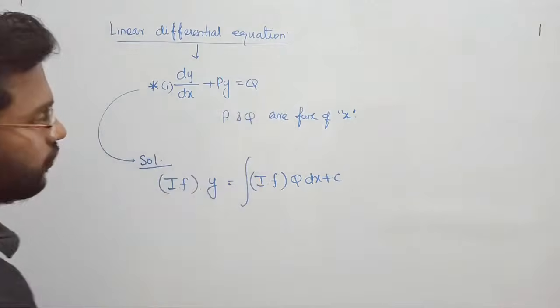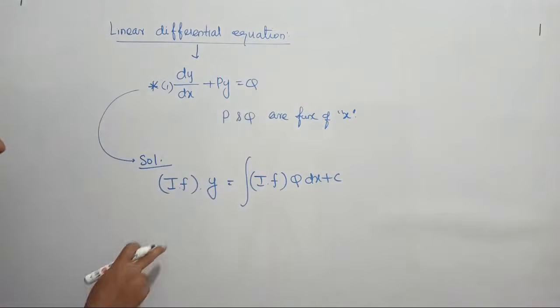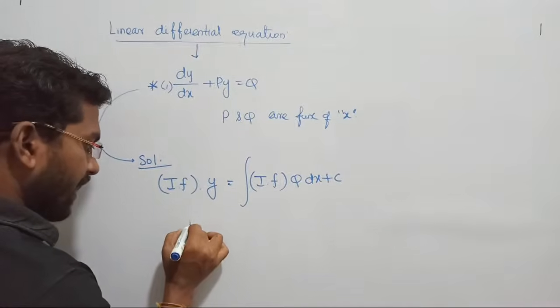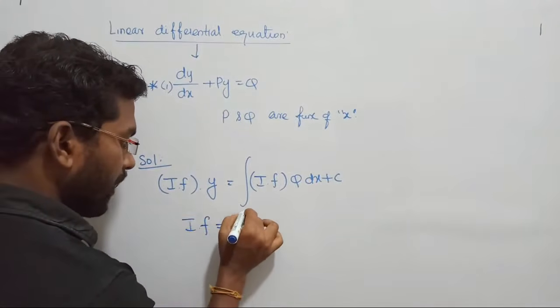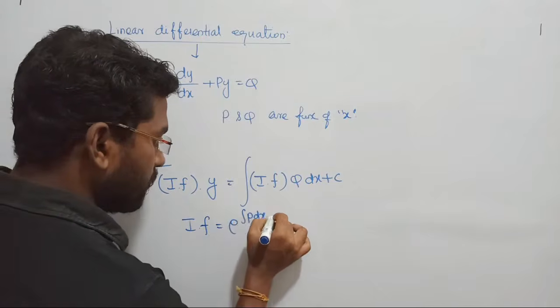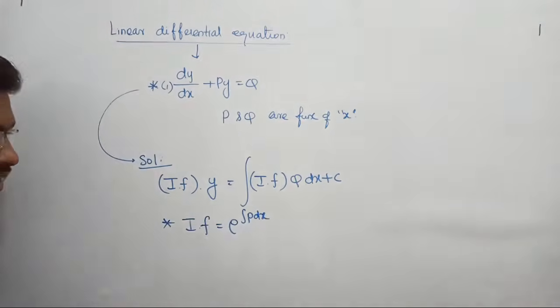It looks like this format. How do I bring the answer? First of all, here you have to find the integral factor. This integral factor is e power integral of p into dx. That is the formula to obtain the value of the integral factor. Okay, just remember these three things. Let us solve some various problems.